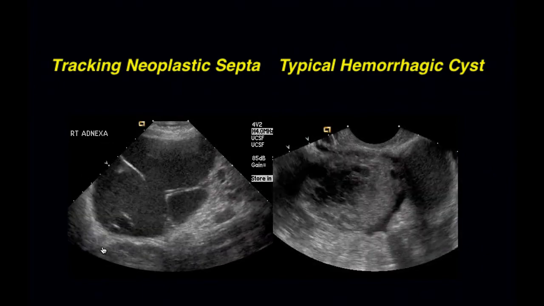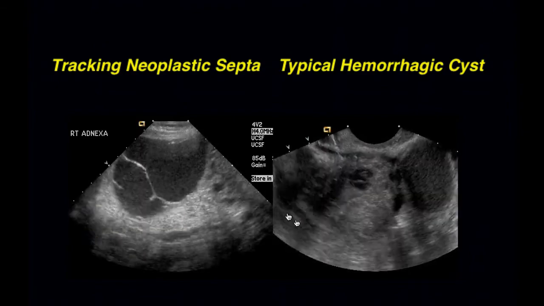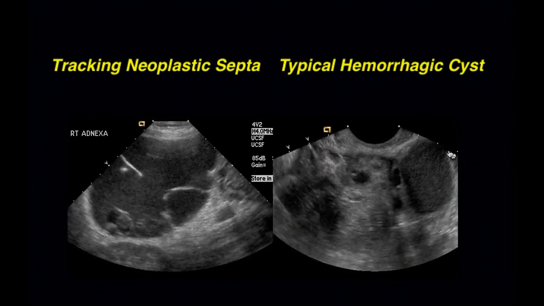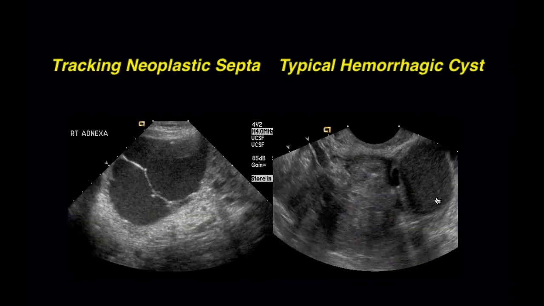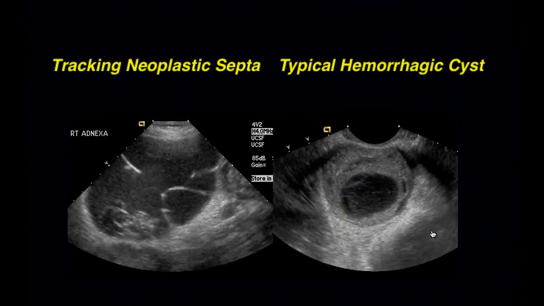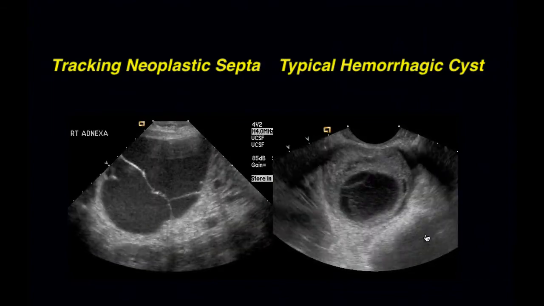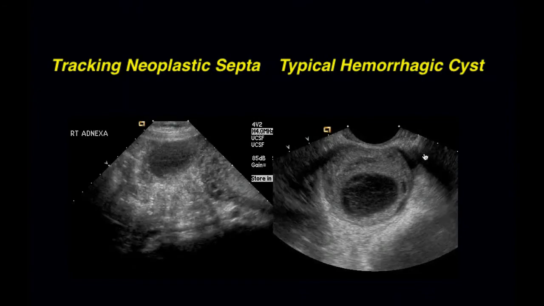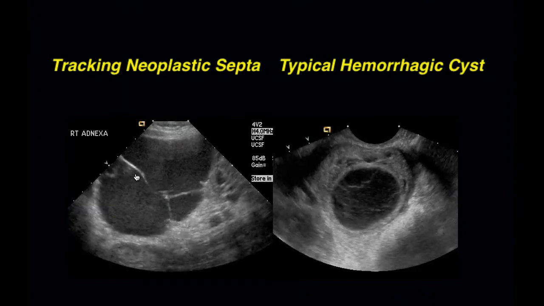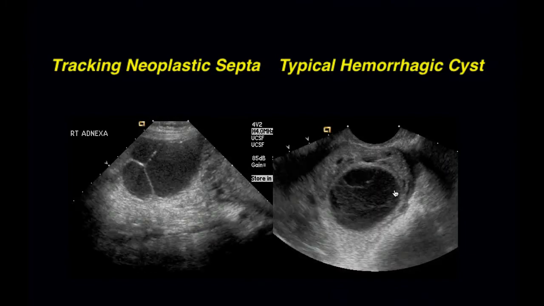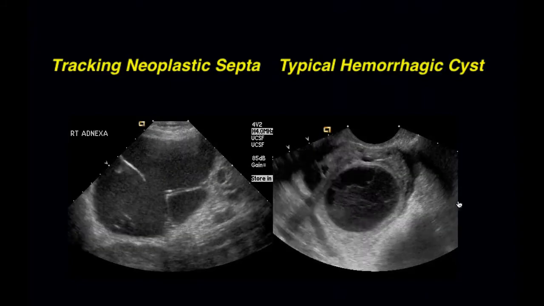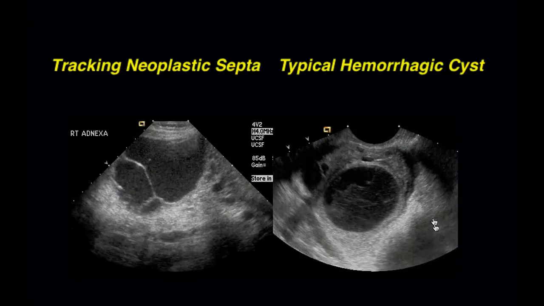So here we see a neoplasm with septations, a typical hemorrhagic cyst, and here we see a lesion in the opposite ovary that has diffuse low-level echoes, visible wall, acoustic enhancement, and a bright reflector in the wall, a typical endometrioma. So neoplasm with septations. Hemorrhagic cysts with innumerable fibrin strands, and an endometrioma in the ovary.